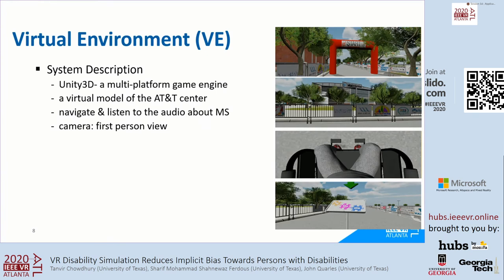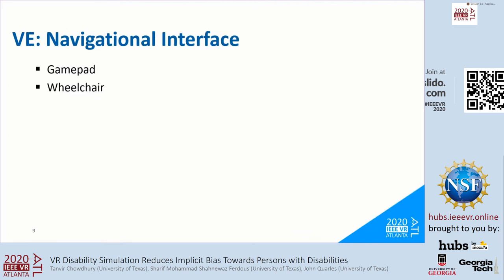We used Unity 3D, a multi-platform game engine, to design the disability simulation. The environment is a virtual model of the AT&T Center. The task for the participants was to navigate a path and listen to audio information about multiple sclerosis in various places indicated by the information board shown in the bottom picture. The camera was in first-person view mode. We have used two types of navigational interface in our user study, a gamepad and a physical wheelchair.